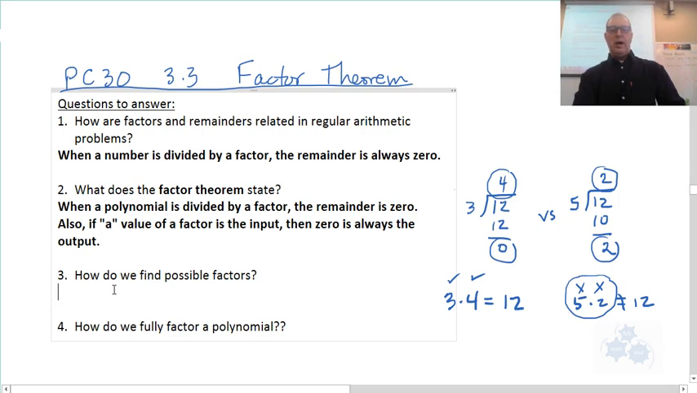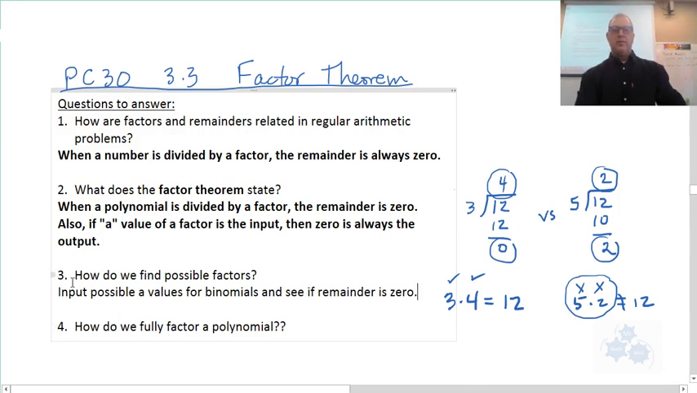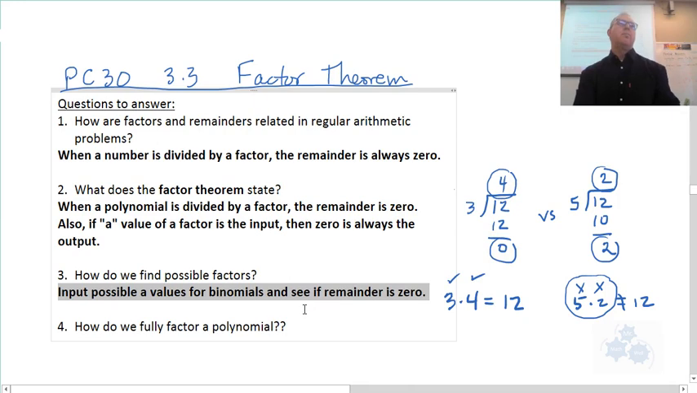The other thing we're going to do too is, how do we find possible factors? Well, we input possible a values for binomials and see if the remainder is 0. So how do we find possible factors? Well, what you do is simply test some binomial possible factors by plugging a values into the polynomial and see if you get 0.